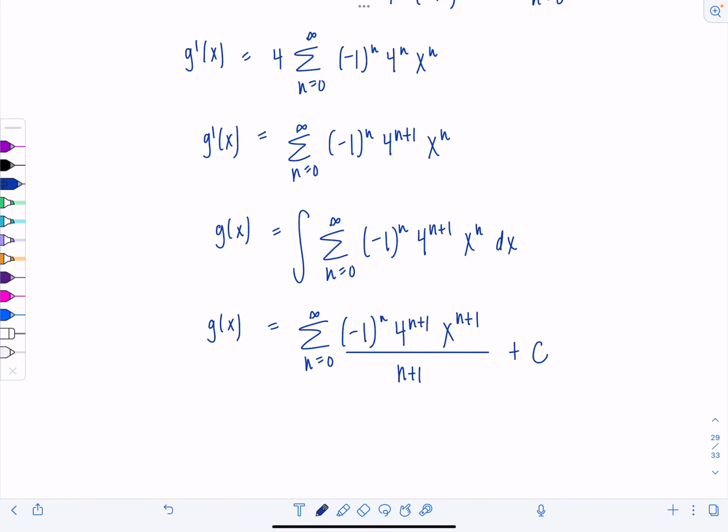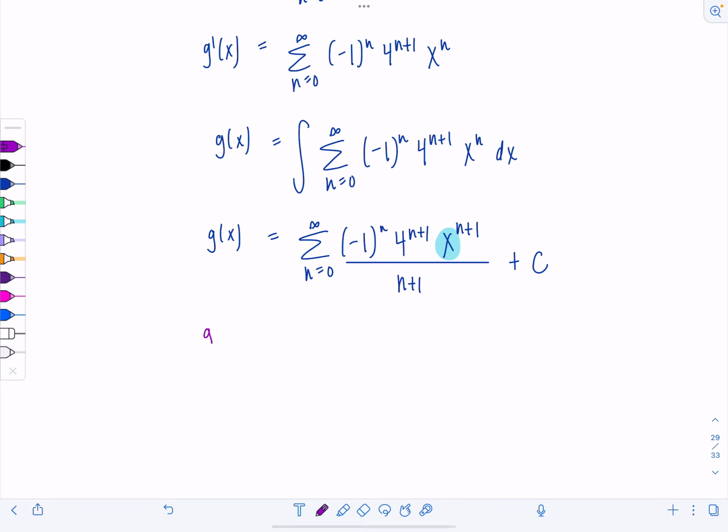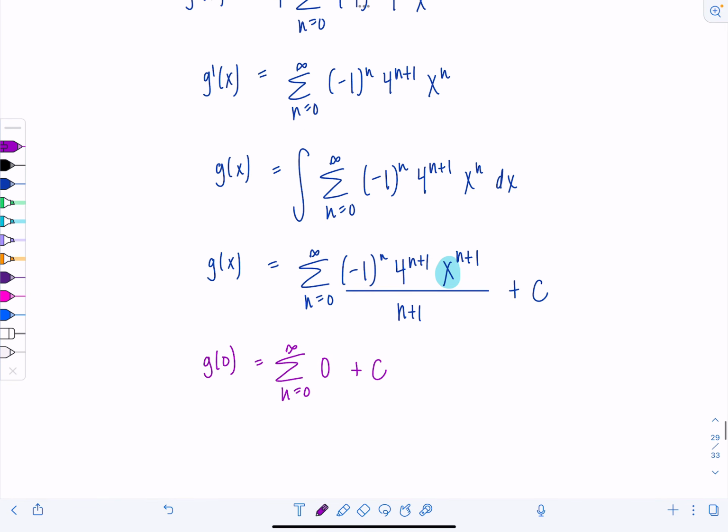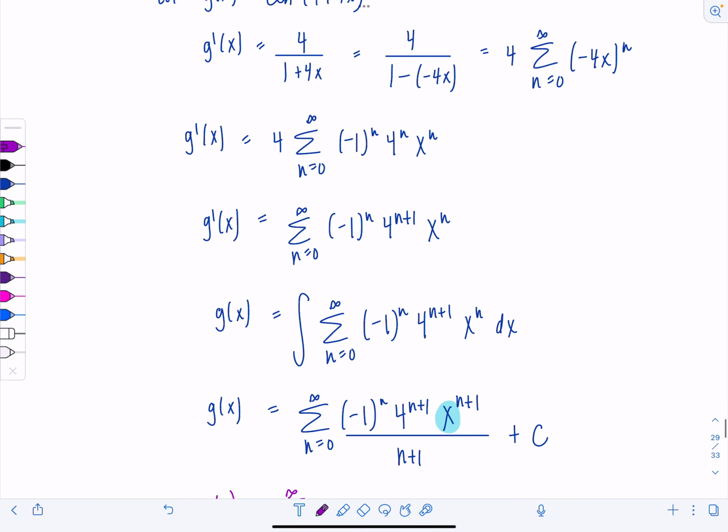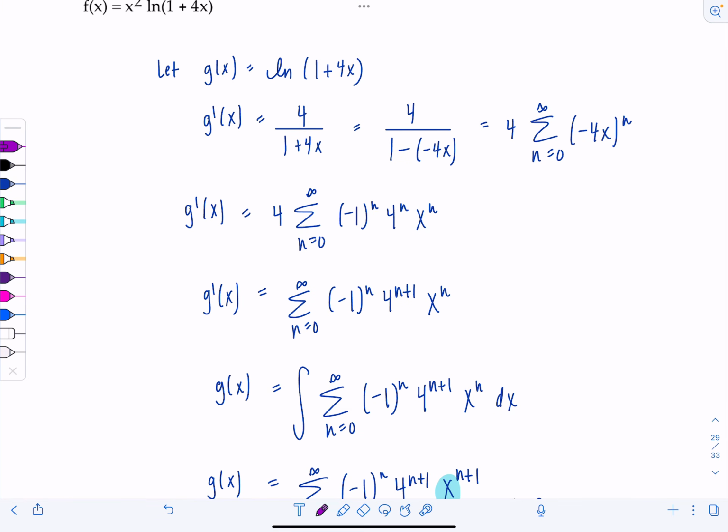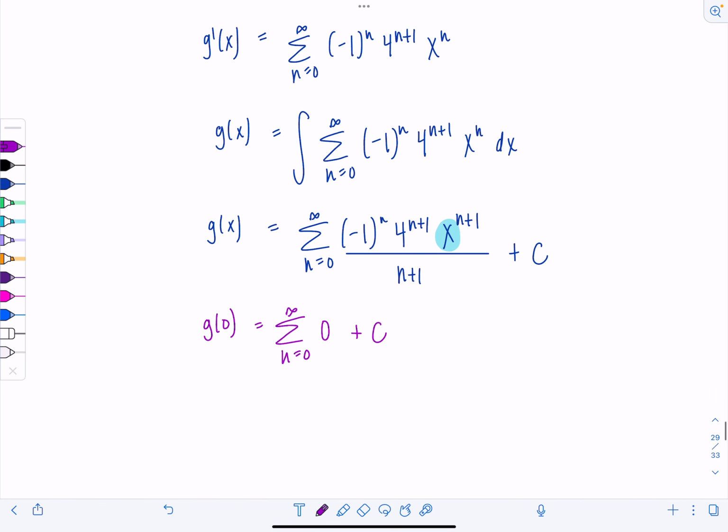How do you find c? In this case, this is centered at 0, so I'm just going to plug in 0 for x. So g of 0 is going to be the sum. If x is 0, every single term is 0. And what was g of 0? Who was g of x? G of x is ln of 1 plus 4x. So g of 0 is ln of 1 plus 0, which is ln of 1, which is 0. So this all equals 0. So c is 0.